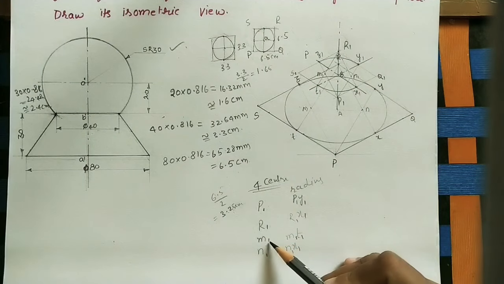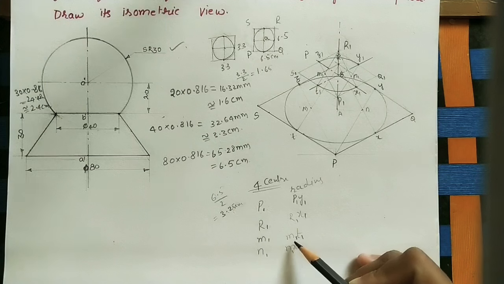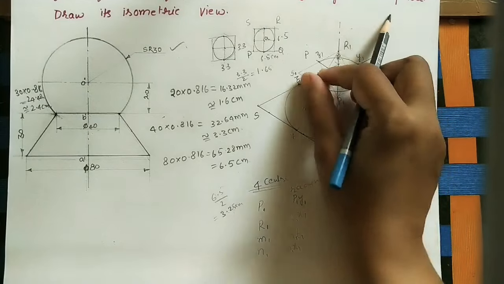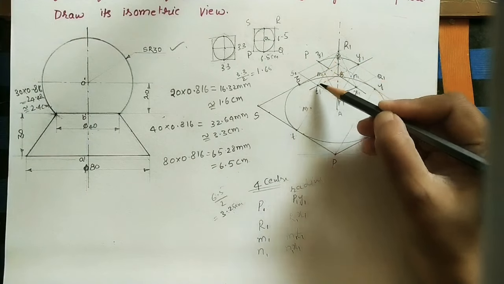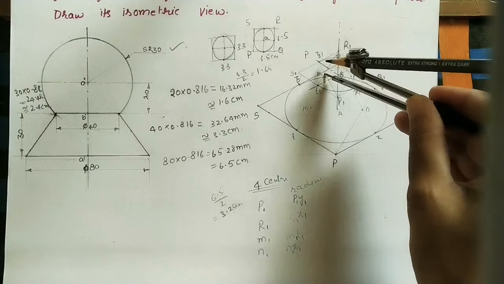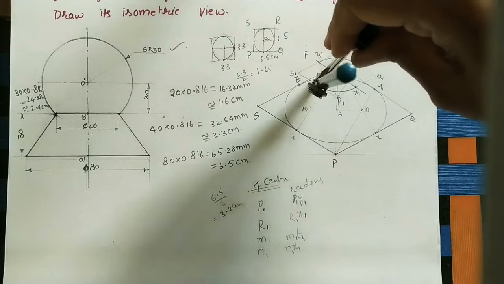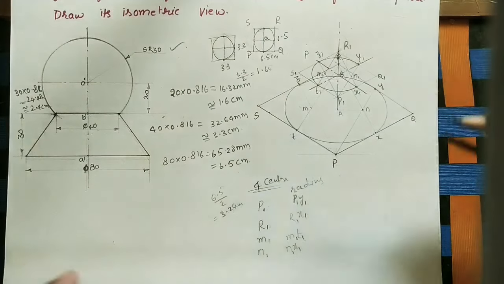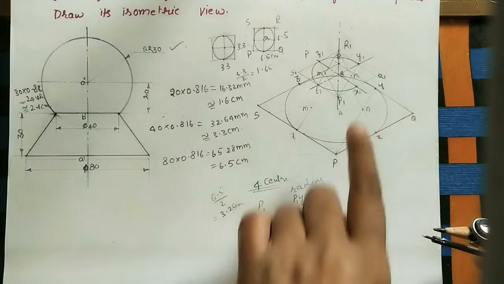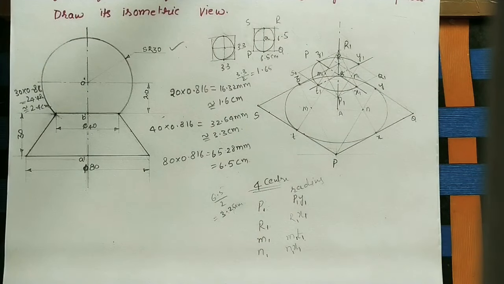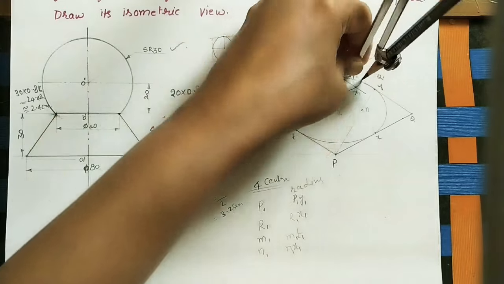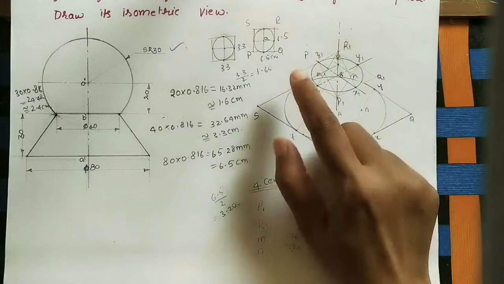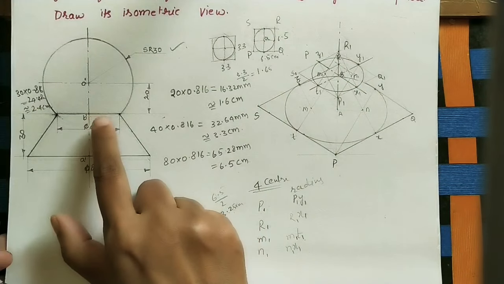Now take next center M1. Take the radius M1 T1. Okay, M1 center, M1 T1 radius. By using compass, join these two points like this. Take M1 center, M1 T1 radius. Join opposite ends like this. Okay, now after getting this, take next center N1, N1 X1 radius. N1 center, N1 X1 radius, join these two points. So here we got one ellipse in this rhombus. Okay, this is the top surface of this frustum.